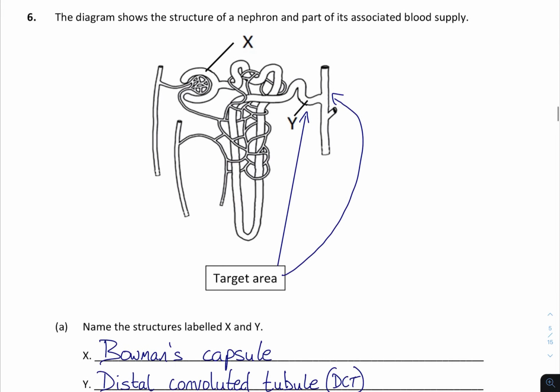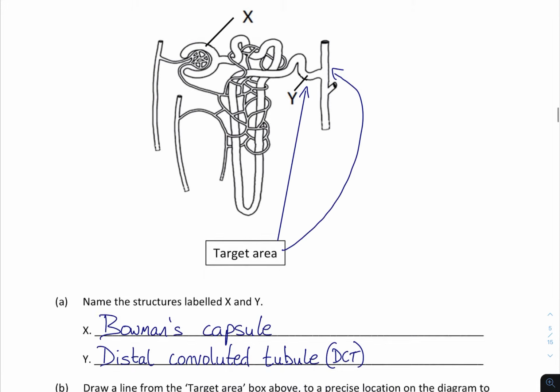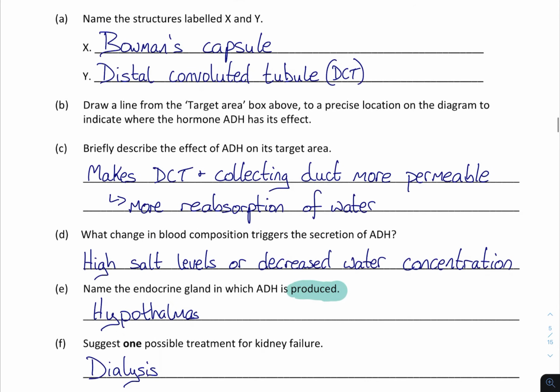Well, it has its effect in two areas. You only needed to state one area for the exam, so either the DCT or the collecting duct. You did not need to name them. Now, explain what happens due to ADH on the target areas. Well, it makes the DCT and the collecting duct more permeable, which means a greater reabsorption of water. And you could write down there, less urine produced.